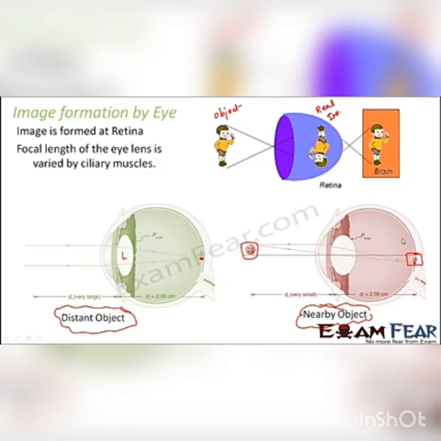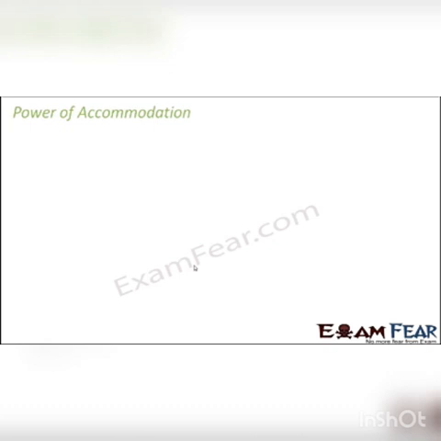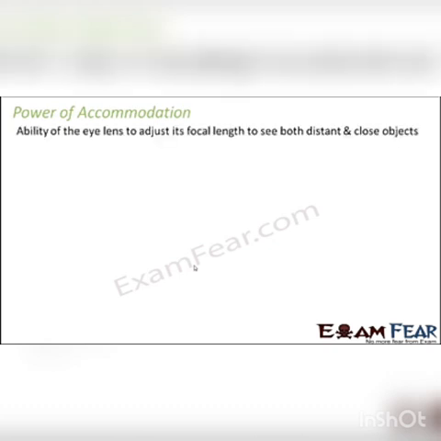Retina is nothing but the screen where the image will be formed, and the rays will undergo refraction by the eye lens, and then, depending on the location of the object, the image will be formed. Power of accommodation is nothing but the ability of adjustment of the eye lens. I had mentioned before that the eye lens can adjust its focal length, and who will help in adjusting the focal length? The ciliary muscles which are attached to the eye lens.